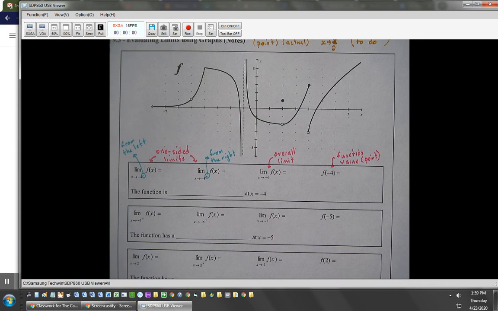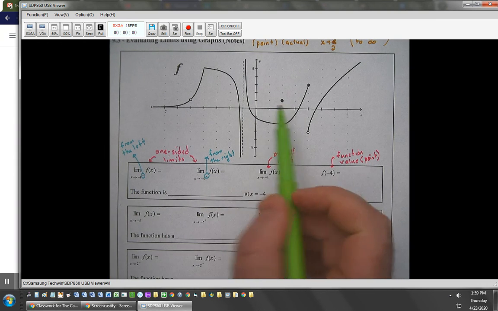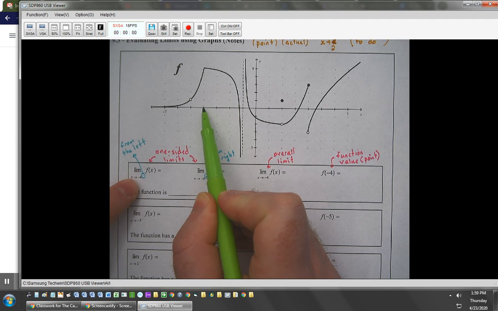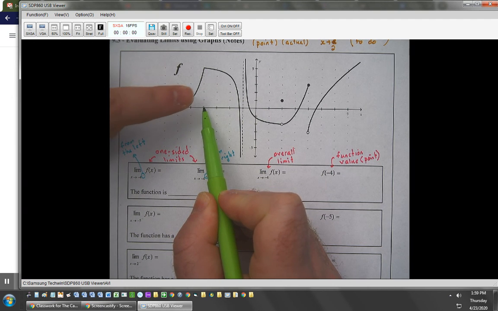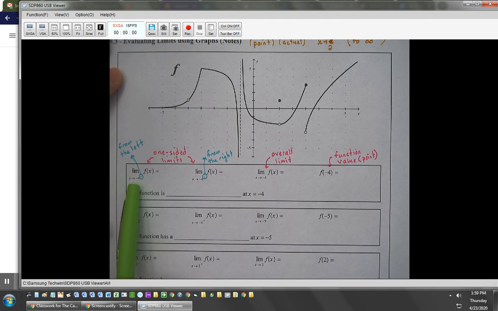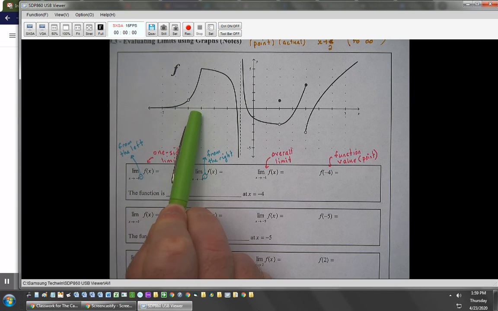So the first thing it says is find the limit as x approaches -4 from the left. So here's -1, -2, -3, -4. So this is the x value of -4. And what I want to do now is track in. I want to follow the curve as I approach. So I'm going to be moving along the x. X is getting closer to -4. As x is getting closer to -4 from the left, I want to track to see what the actual graph is doing from that side.